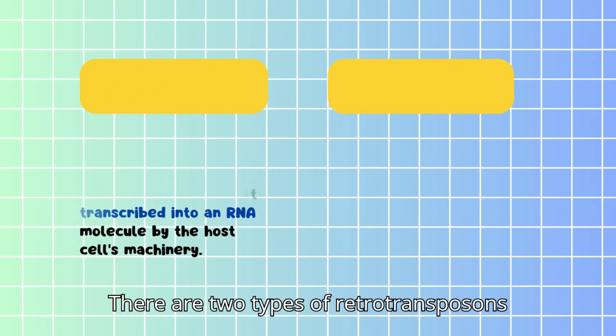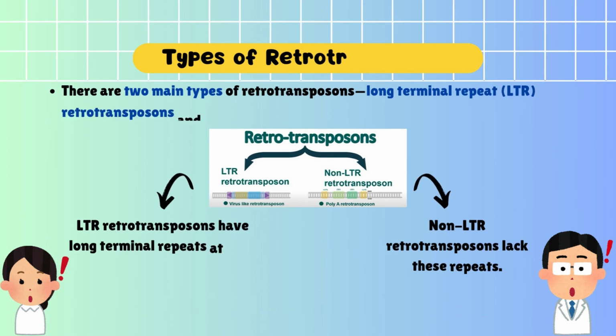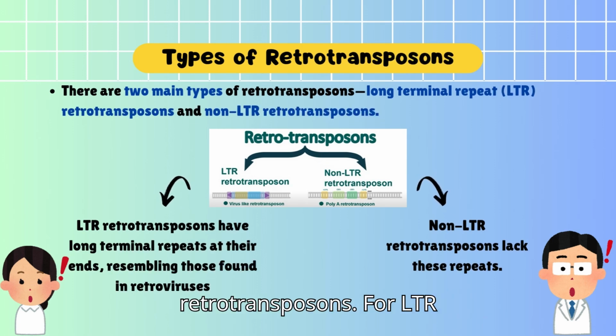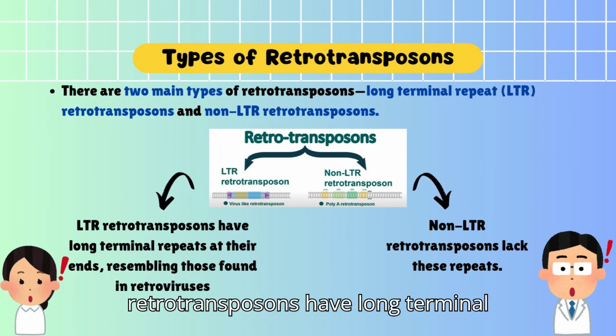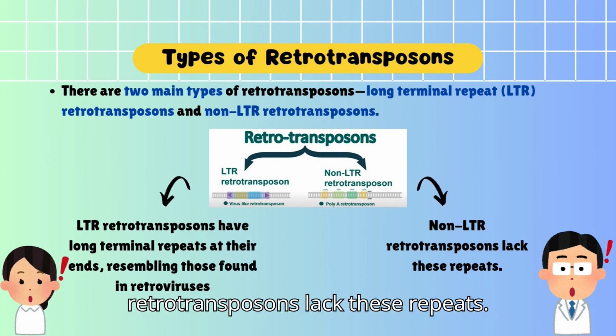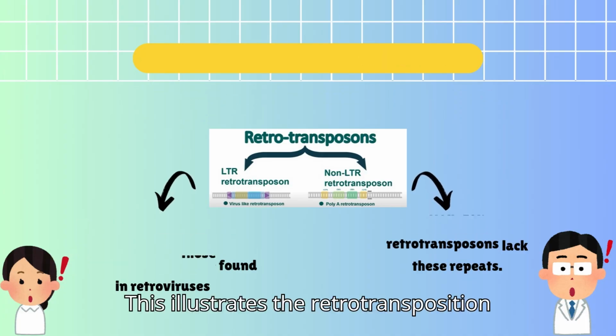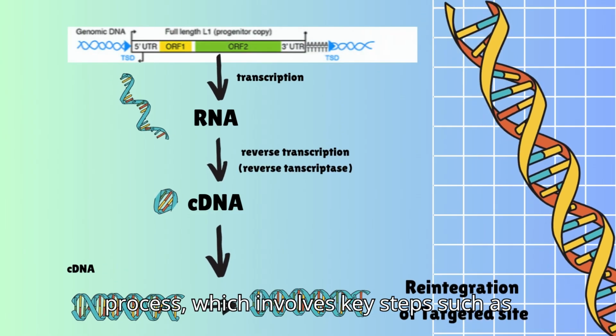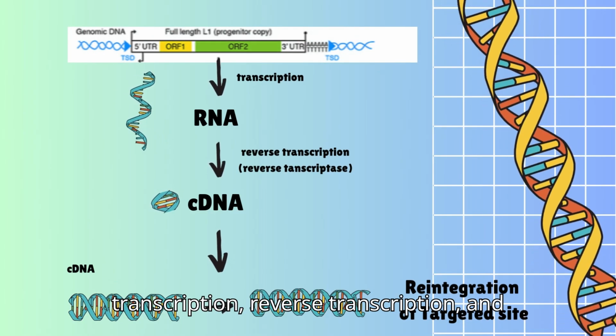There are two types of retrotransposons, which are long terminal repeat, LTR, retrotransposons, and non-LTR retrotransposons. LTR retrotransposons have long terminal repeats at their ends, resembling those found in retroviruses, while non-LTR retrotransposons lack these repeats. This illustrates the retrotransposition process, which involves key steps such as transcription, reverse transcription, and reintegration.